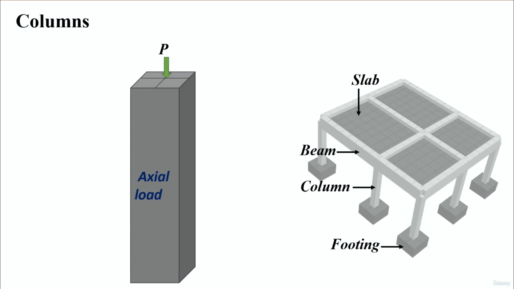Next structural element is column. Column is a compression member. It is one of the structural elements that are pushed together to carry a load. When the load is applied on the column, it tries to push that member. So that is why it is called a compression member.